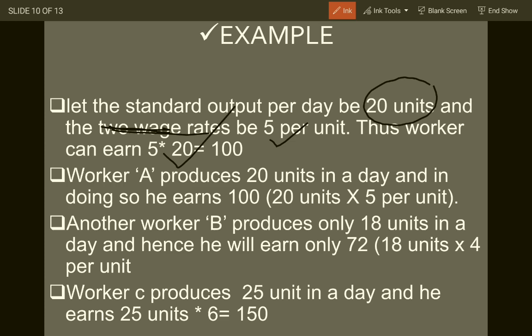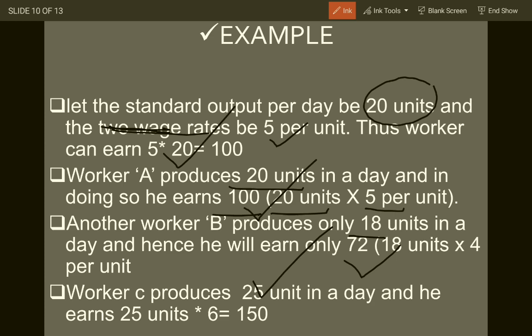So what will be the total amount he will be getting? 100. Worker A produces 20 units in a day and earns 20 into 5 per unit, that's 100. Another worker, B, produces 18 units, which is less than the standard of 20 in a day. Worker C produces 25 units in a day. He is performing more than the standard.